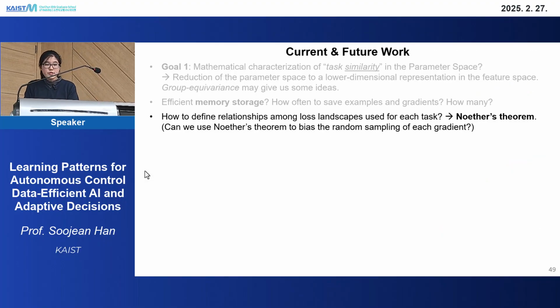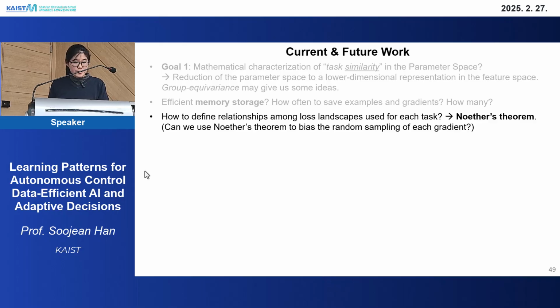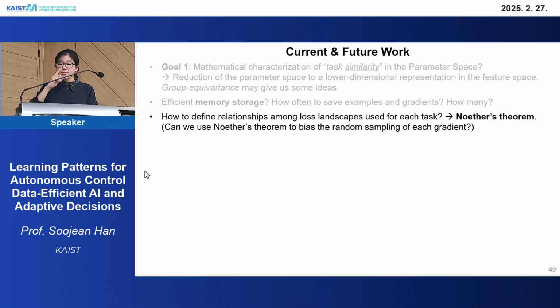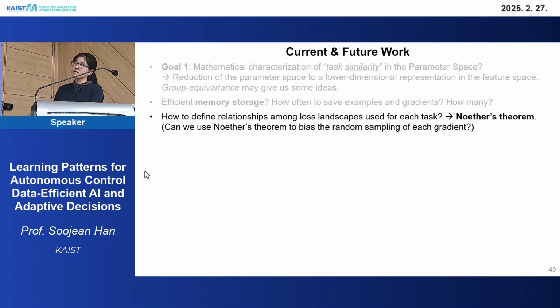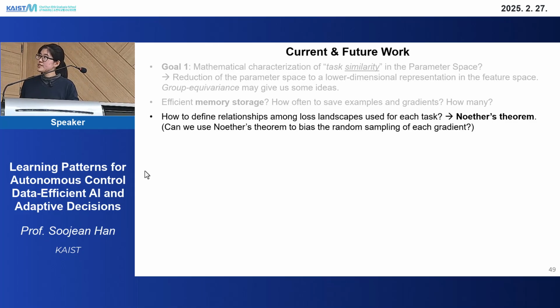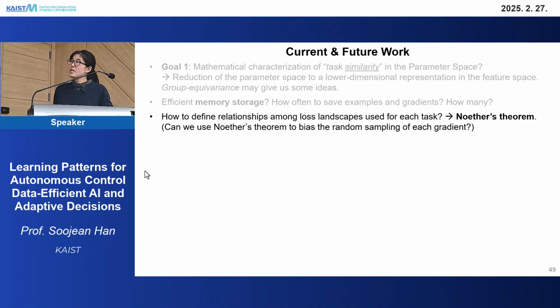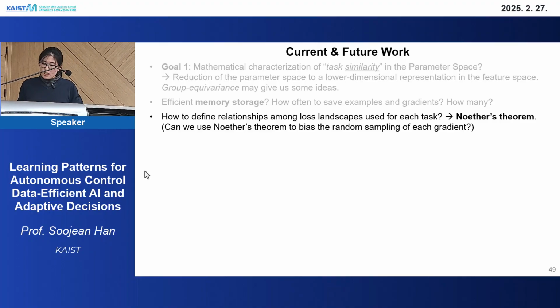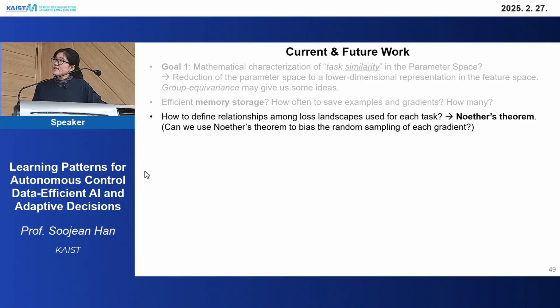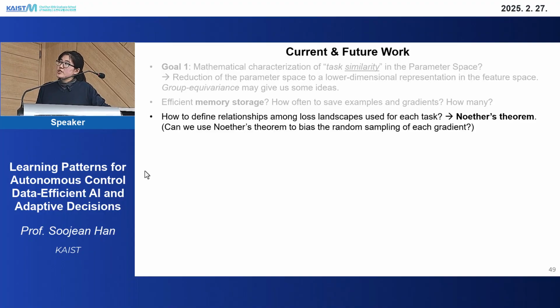Okay, so just a brief note for the last point of current work. We also want to define relationships among the loss landscapes that are used for each task. And this is done via Noether's theorem, which is a very important theorem about conservation laws in physics. Can we use Noether's theorem to bias how we store each gradient?